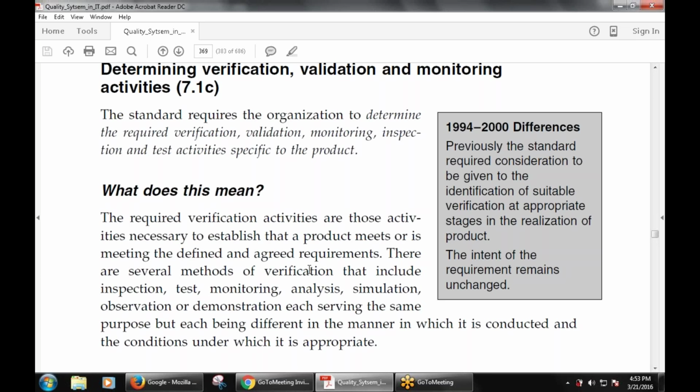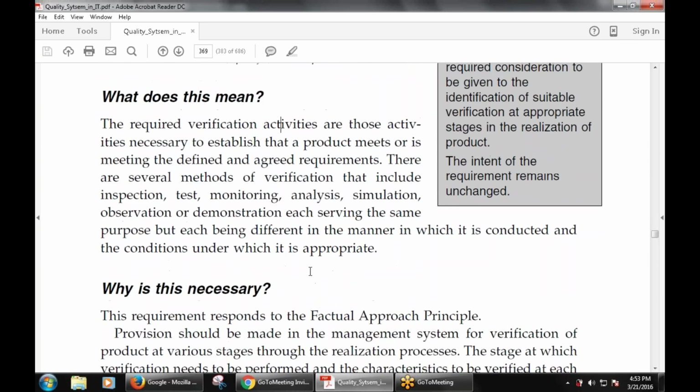There are several methods of verification that include inspection, test, monitoring, analysis, simulation, observation, or demonstration, each serving the same purpose but each being different in the manner in which it is conducted, and the conditions under which it is appropriate. What are the conditions that apply for the appropriate use?